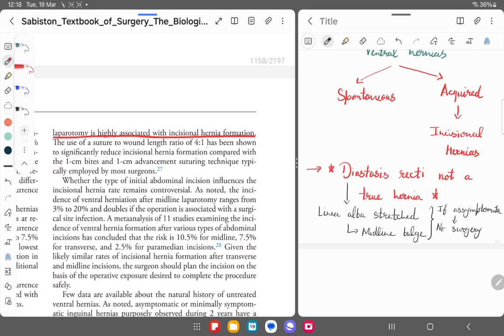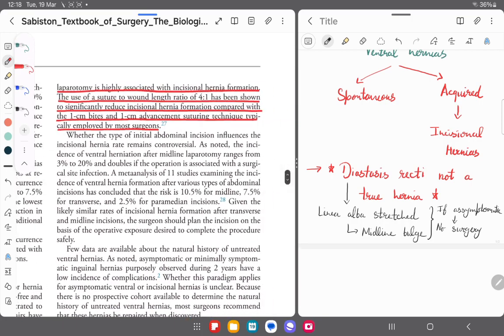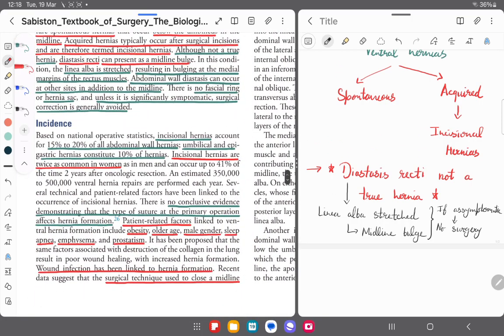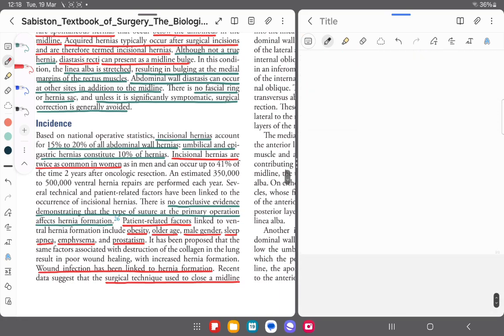The use of a suture to wound length ratio of 4:1 has been shown to significantly reduce incisional hernia formation compared with the 1 centimeter bites and 1 centimeter advancement suturing technique typically employed by most surgeons. So we have to ensure that the suture to wound length ratio is 4:1. So let us take some notes here.